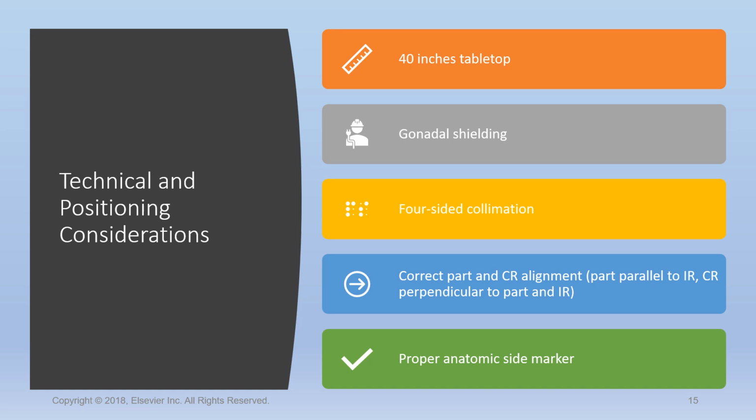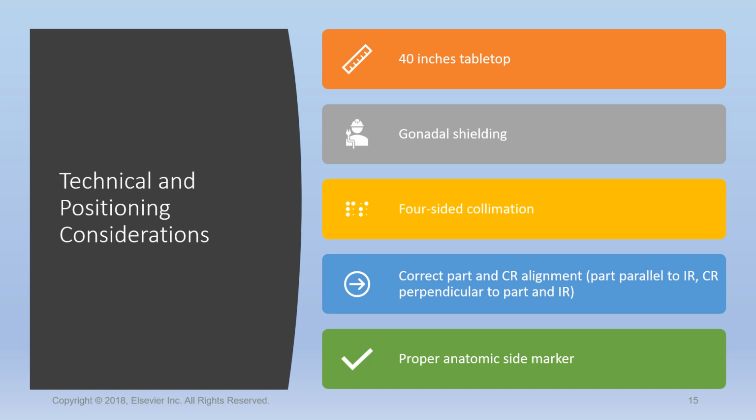lower extremity, along with upper, are at a 40-inch tabletop. Gonadal shielding is listed on here because the registry and the ARRT still recognize that shielding is applicable, even though most of our sites do not use gonadal shielding, and it's been proven that it can be more harmful than good. Until the ARRT recognizes it and it's removed from the registry, it still is considered to be done and taught, even though we know that that is not the case in the field.